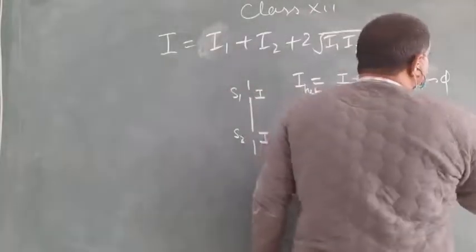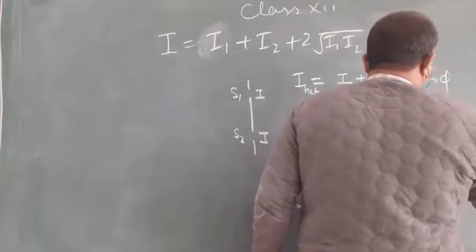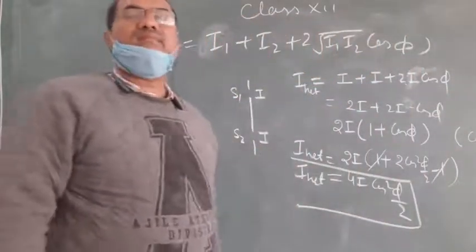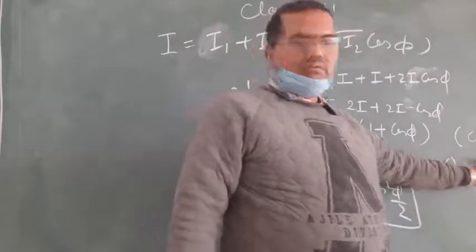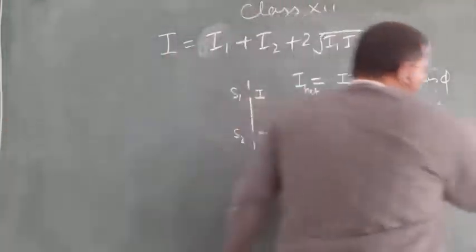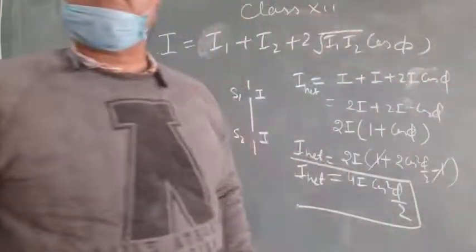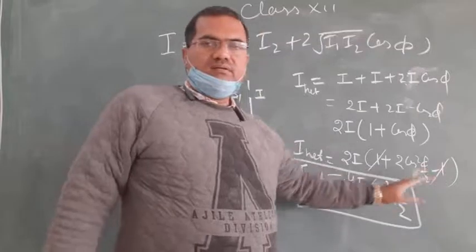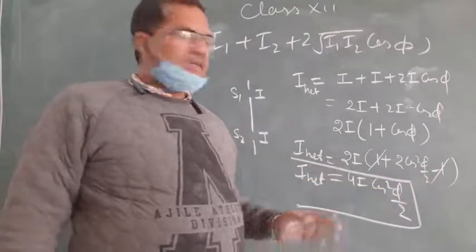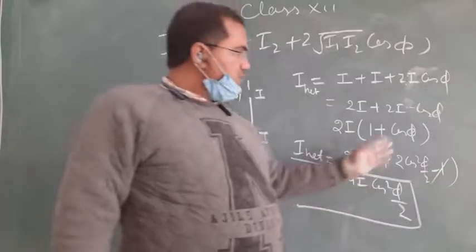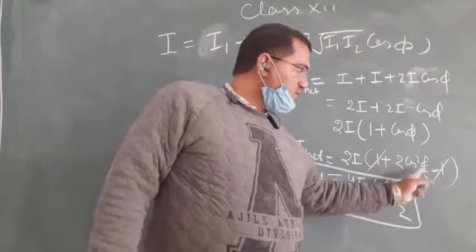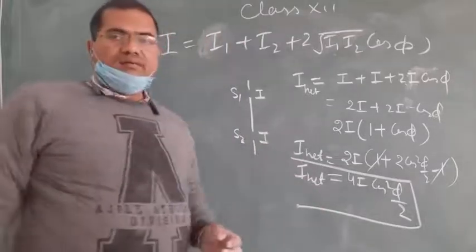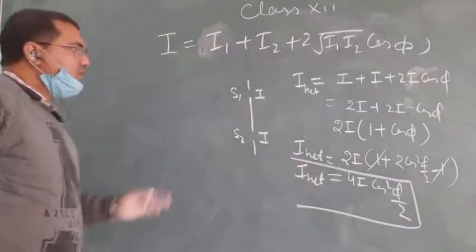You know here cos phi equal to 2 cos square phi by 2 minus 1. As we know, cos 2 theta equal to 2 cos square theta minus 1. Similarly, cos phi can be written as 2 cos square phi by 2 minus 1. So this is another most important formula. Okay, so write it down.